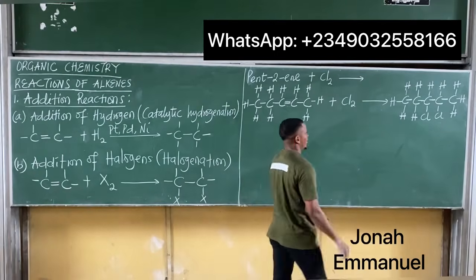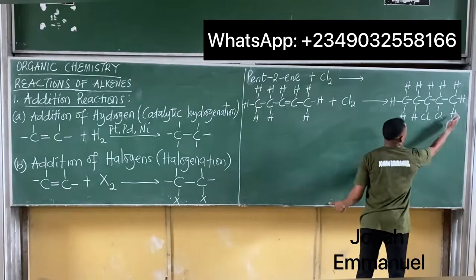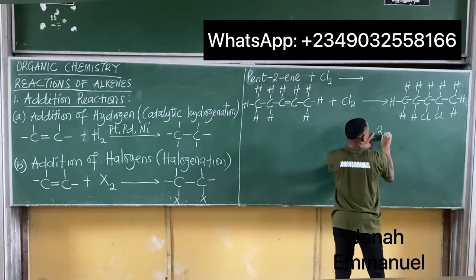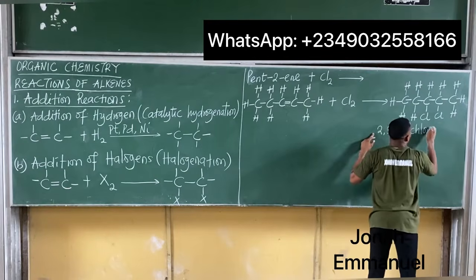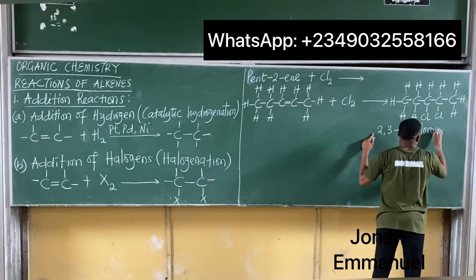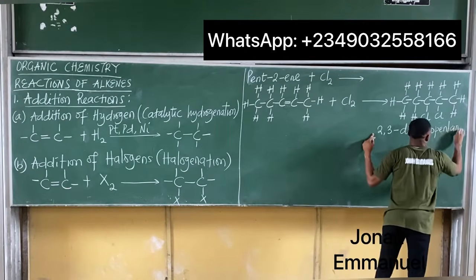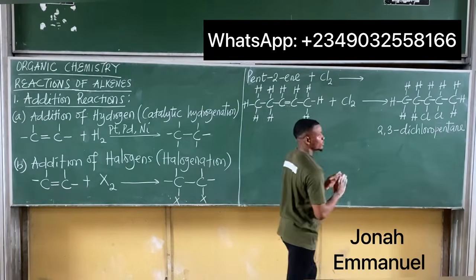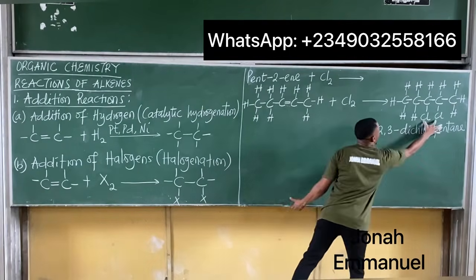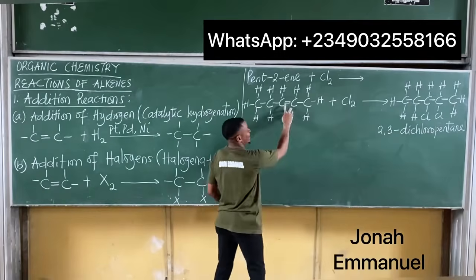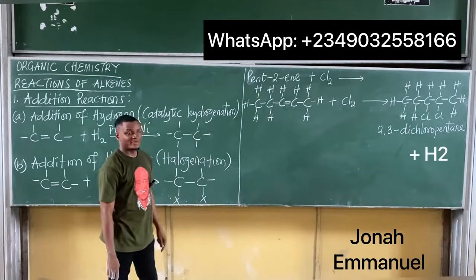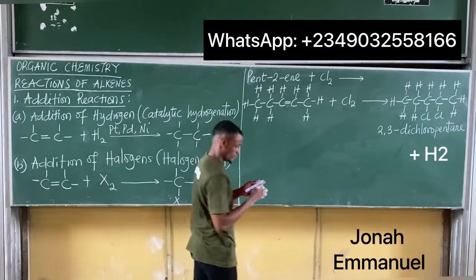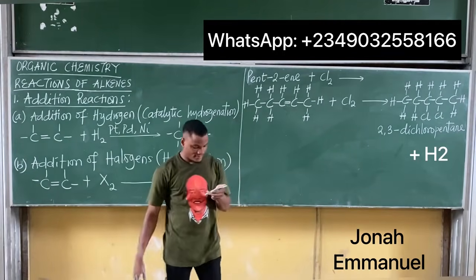How do you know this compound? This is 1, 2, 3, becomes 2,3-dichloropentane. So it's quite simple. Just understand how it works. These two will come under the carbons that were bearing the double bond. That's the idea. It's that simple. Take down, please.